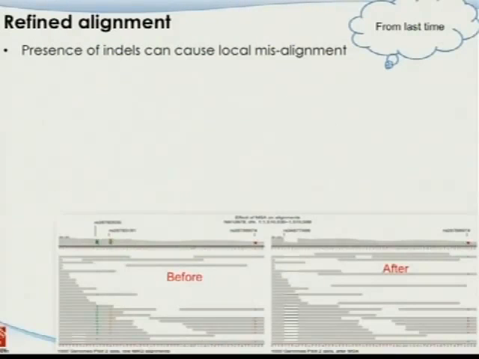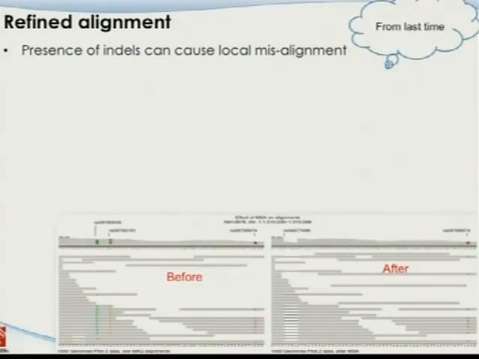All right. We further talked about refined alignment. In the second lecture of the class, we spent an hour talking about alignment algorithms, but a recent publication suggested that refined alignment is needed. Refined alignment is needed because the presence of insertions and deletions can cause local misalignment. I'm sorry for the people sitting in the back. You can see this is one example. Before refined alignment, you identify two variants in this region that are very close to each other.